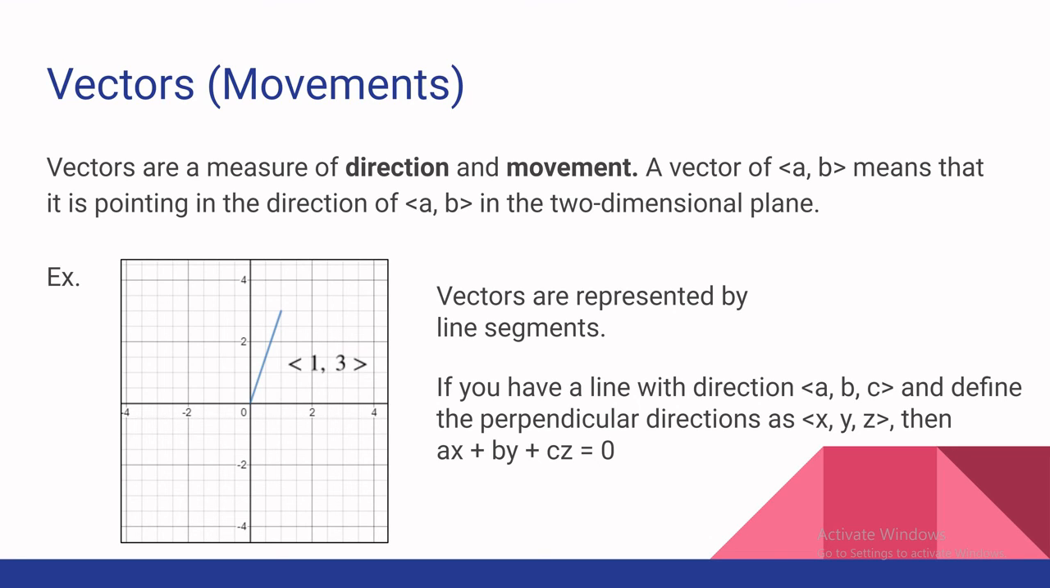If you have a line with direction (a, b, c) and then define the perpendicular directions as (x, y, z), then ax plus by plus cz equals 0. This brings us back to the point that any line in 3 dimensions would have an infinite number of perpendicular lines to it, since the equation ax plus by plus cz equals 0 has an infinite number of solutions of a, b, and c.